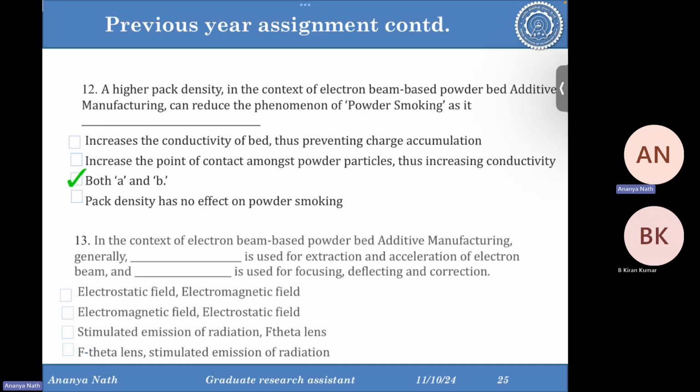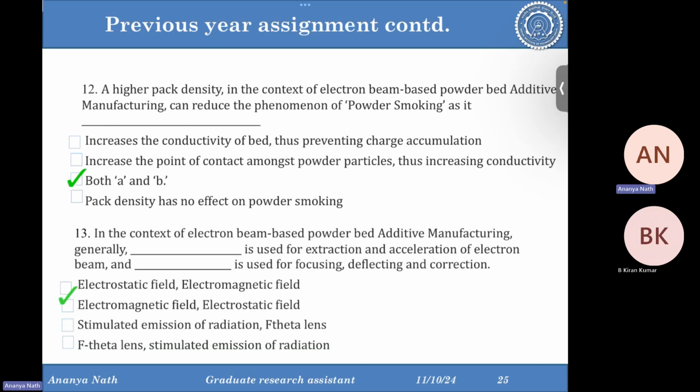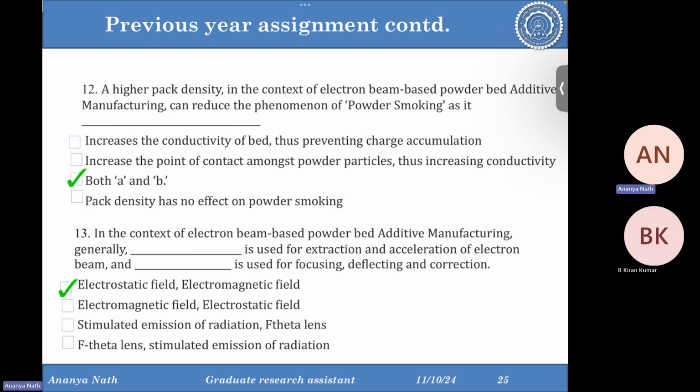In the context of electron beam melting, generally an electrostatic field is used for extraction and acceleration of the electron beam, and electromagnetic fields for focusing, deflecting, and correction. So you can remember it like that. In laser, the laser will be generated from the gain medium inside the laser source, and then the F theta lens will be used for the focusing. So here also the electrostatic field is making the electron beam go towards the desired path, like accelerating it, extracting it from the source, but the electromagnetic lens will be used to focus it.